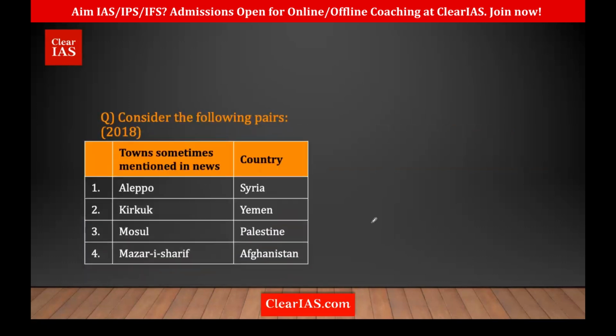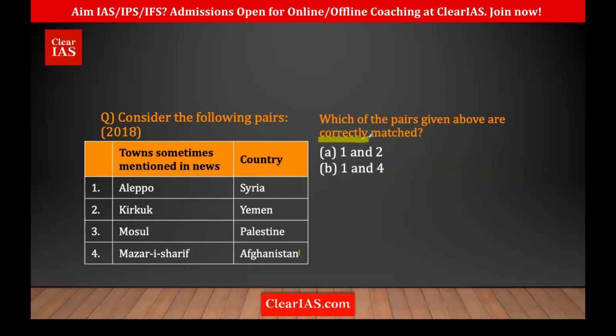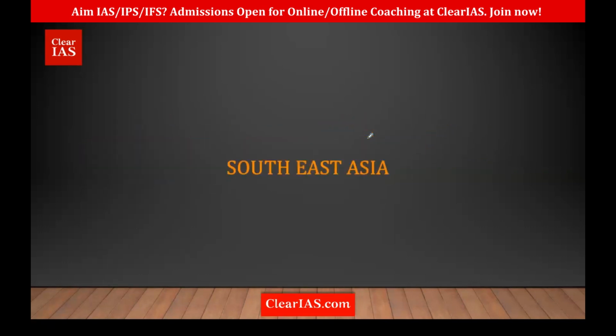Okay, there's another question here again. It is about cities, towns sometimes in the news, and the country. Aleppo, Syria; Kirkuk, Yemen; Mosul, Palestine; Mazar-e Sharif, Afghanistan. What's the question? Which of the above given pairs are correctly matched? The options are: 1 and 2, 1 and 4, 2 and 3, 3 and 4.